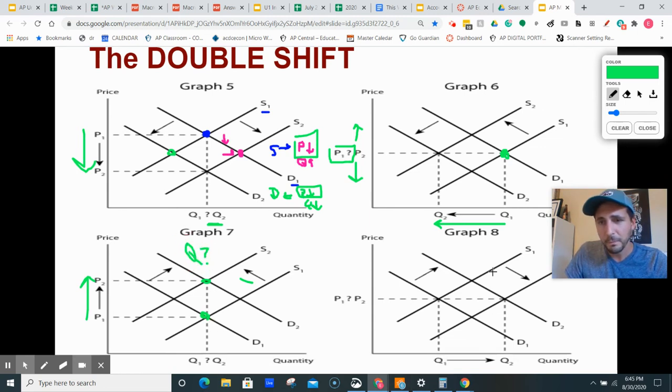We jump down here. We start off at D1, S1. D1, S1 is way over here. Demand shifted to the right. When that happened, price went up. But when supply shifted right, price went down. So price is indeterminate. But quantity definitely rose because when demand shifts right, quantity goes up, and when supply shifts right, quantity goes up. So just puzzle it out if you're confused. Whenever you have a double shift, either price or quantity will be indeterminate every single time.